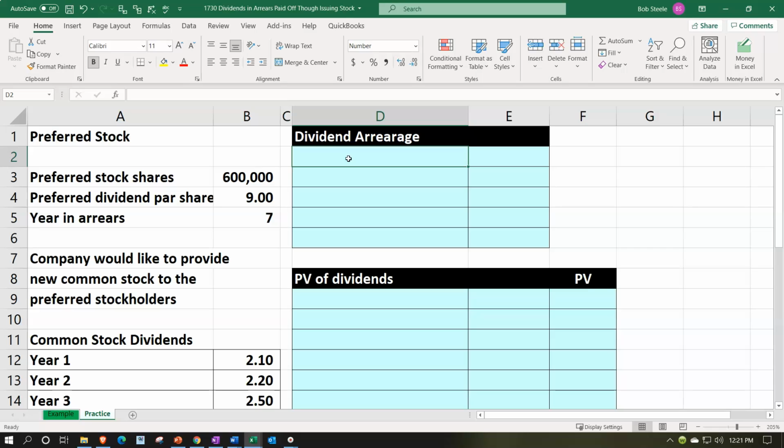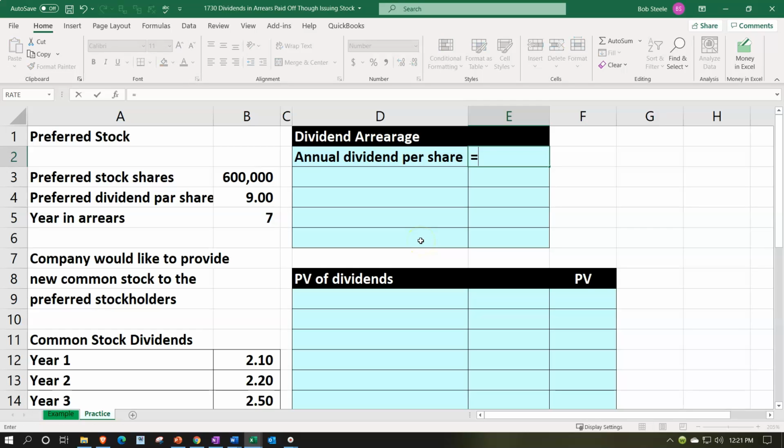If we do not pay them, the dividends will typically accumulate upwards and we'll have to pay them off again before we can pay the common stockholders, which is where we're at this point in time. So let's see how much we owe then. We're going to say the annual dividends per share is $9.